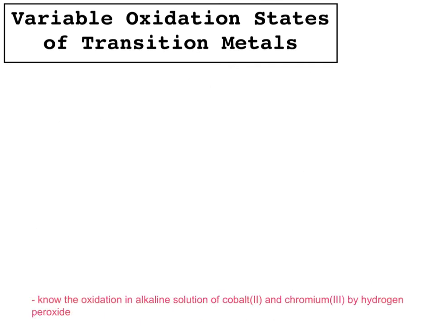So another 2 equations you need to know are the oxidation in alkaline solution of cobalt 2 and chromium 3 by hydrogen peroxide. So we're going to do cobalt 2 first just because it's very similar to the one on the previous slide. So we're going to use the cobalt with 6 ammonias around it, the ammonia complex, because that basically is cobalt in an alkaline solution because ammonia is alkaline.